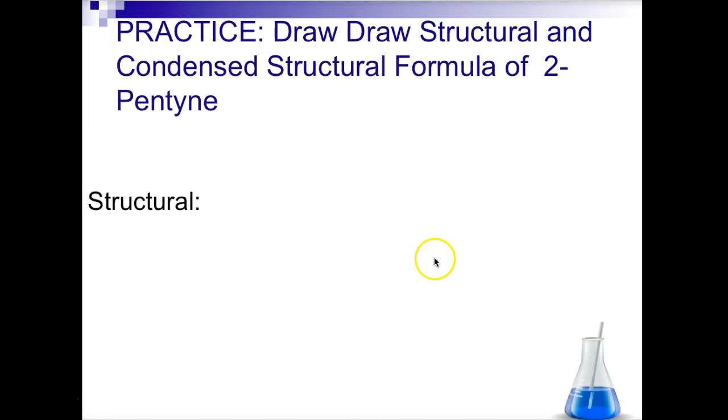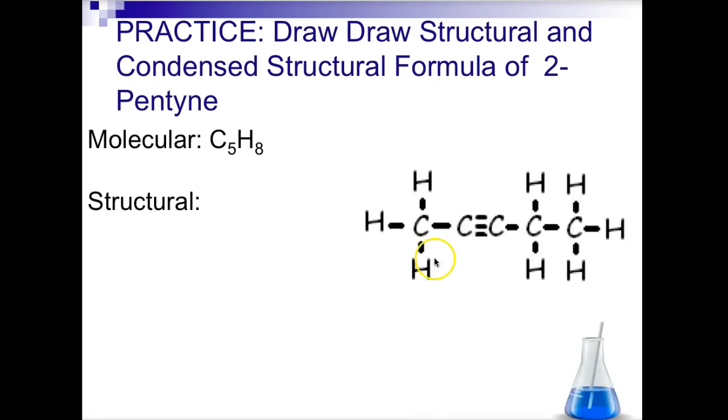Okay, what about for a practice? Draw the structural and condensed formula for 2-pentyne. Okay, pause the video, unpause when you're ready. Well, the molecular formula for 2-pentyne is C5H8. So our structural formula is going to look like this. Okay, it's the second carbon, and that's going to be our condensed version.